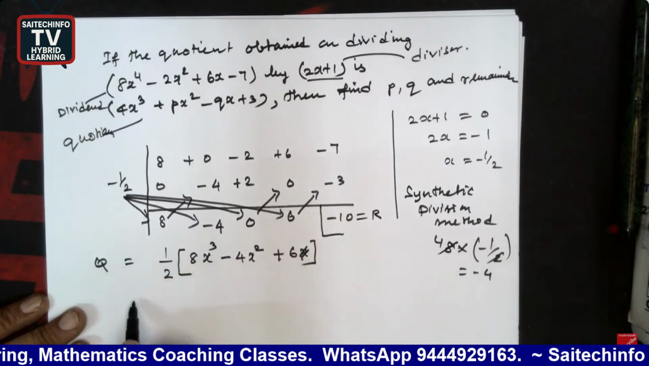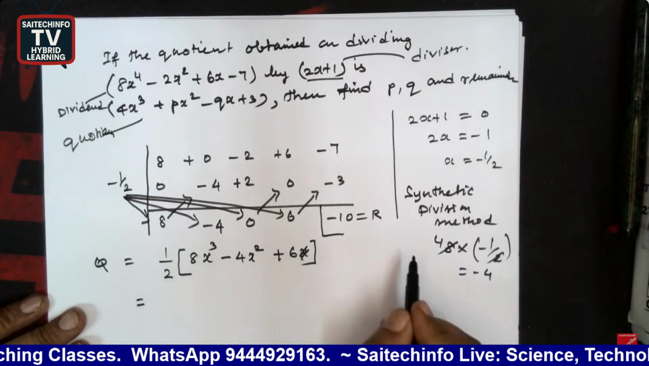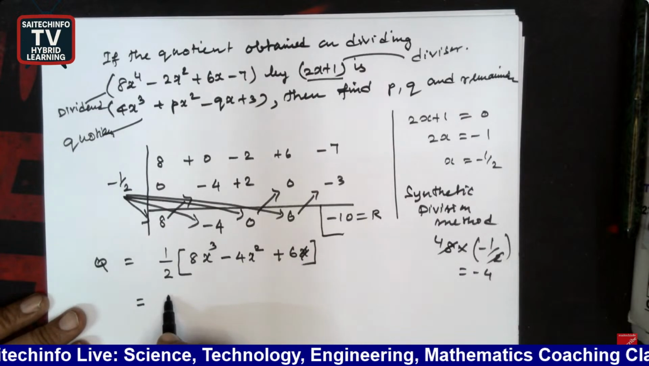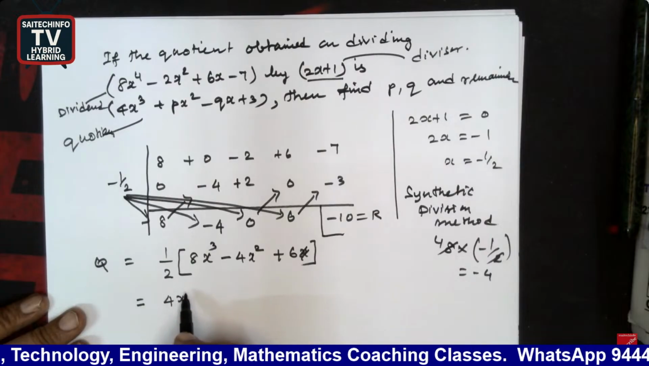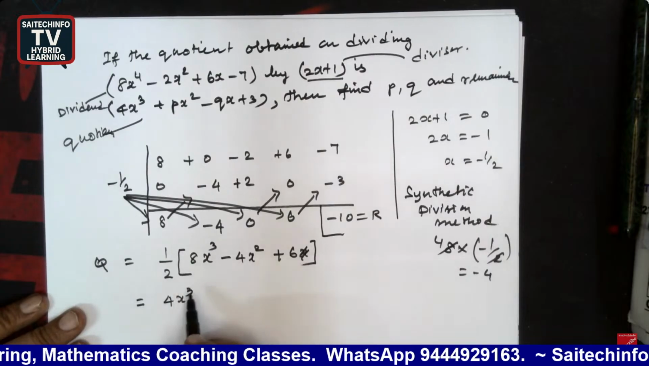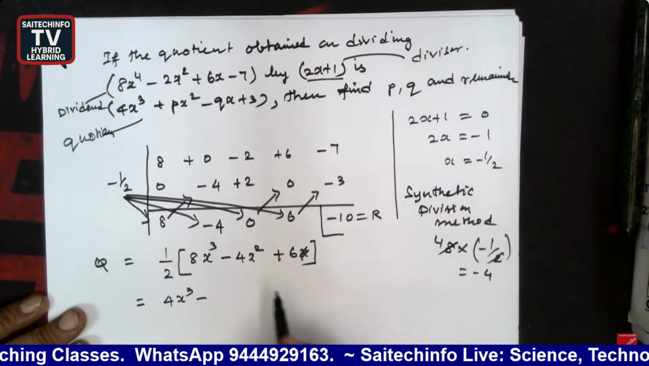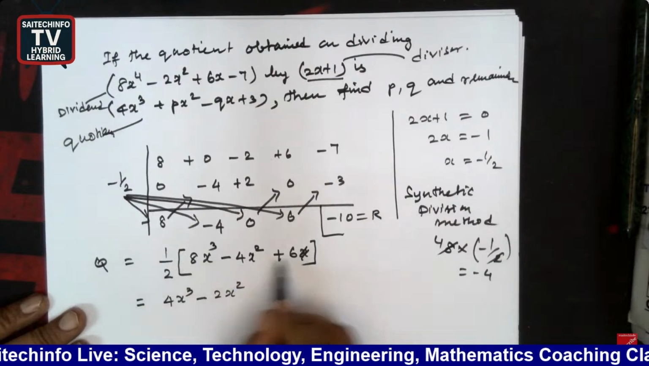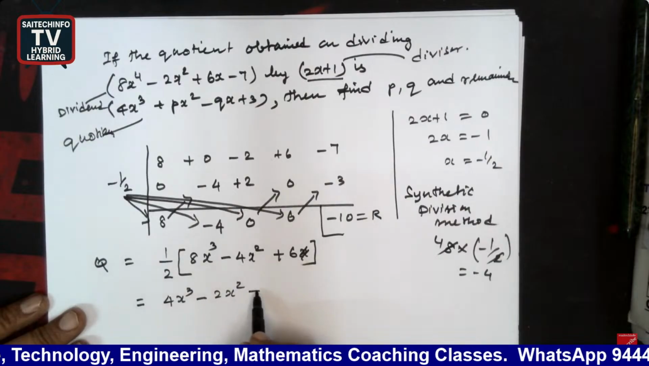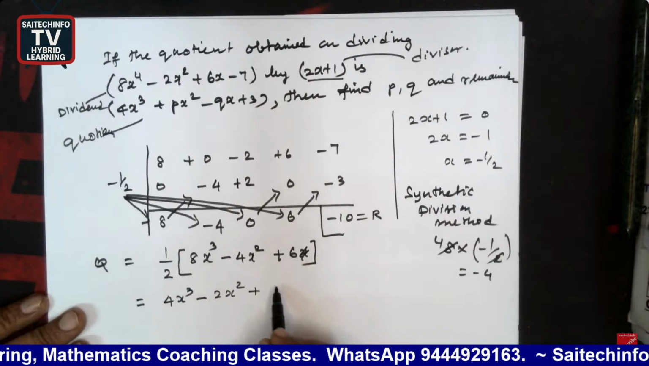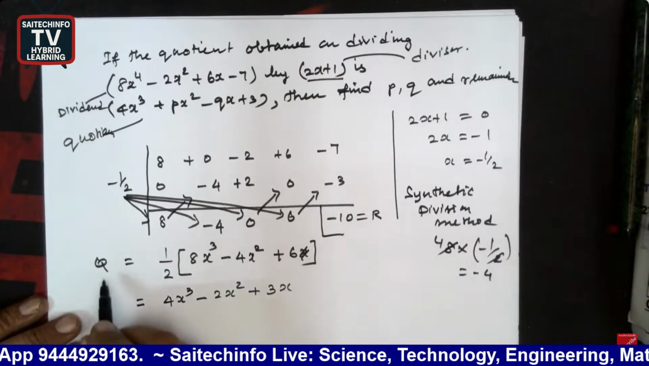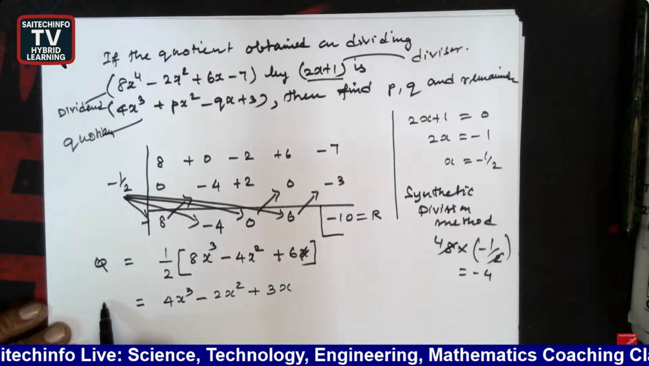Clear? Now you can multiply by this 1 by 2. How much? 4x cube. Okay, and 1 by 2 into minus 4, how much? Minus 2x squared, and this much plus 3. So from this it's clear that you can compare the actual coefficient whatever we have obtained.